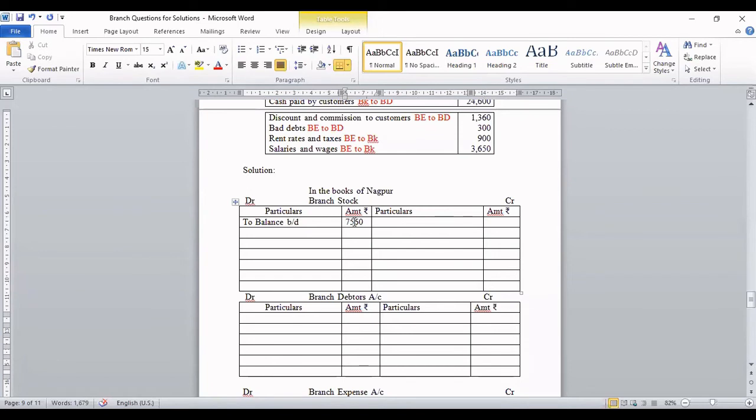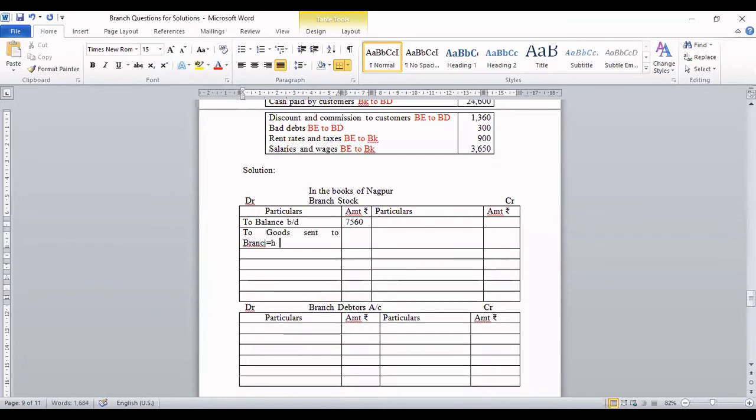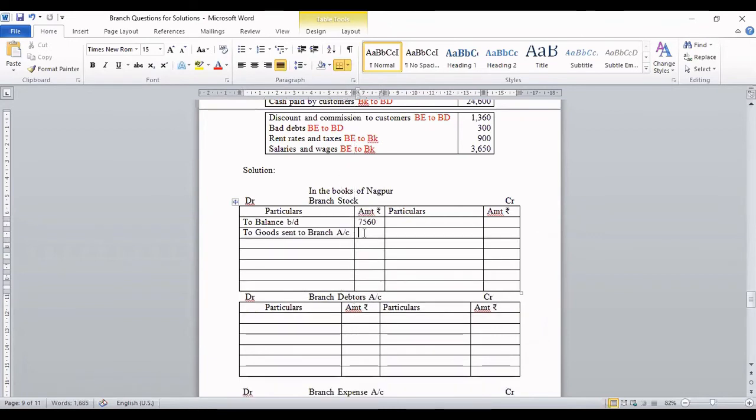What is next? Goods from head office, goods sent to branch. So what would be the entry then? Come on, tell me. Your branch stock will be receiver, na beta? Your branch stock is going to increase, correct? So branch stock debit side to goods sent to branch account. Come on, tell me the amount, beta. 35,500. Very good. 35,500.